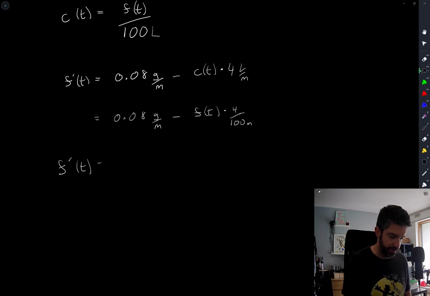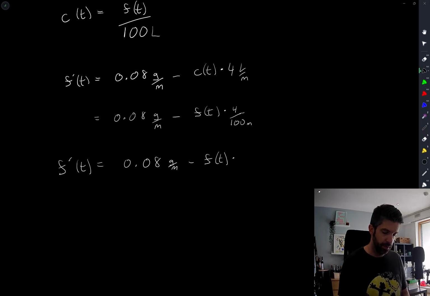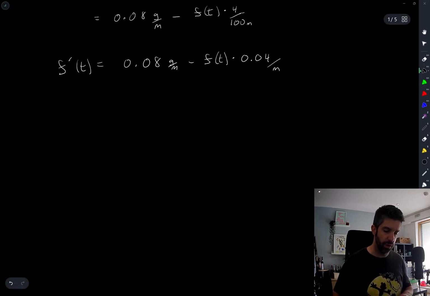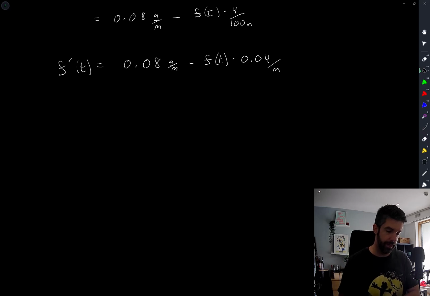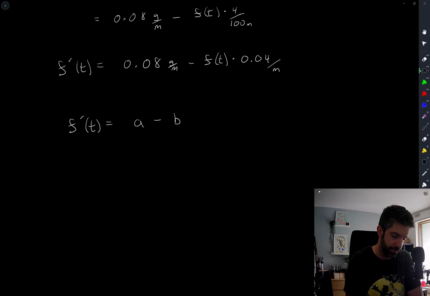So F prime of T is equal to 0.08 grams per minute minus F of T times, what's 4 over 100? Is that 0.04? I'll just write per minute. I'm going to drop units now while we go through and solve this. How do I want to write down the solution? Let's change this first. I'm going to write this as F prime is equal to A minus B F. So A is equal to 0.08, B is equal to 0.04.